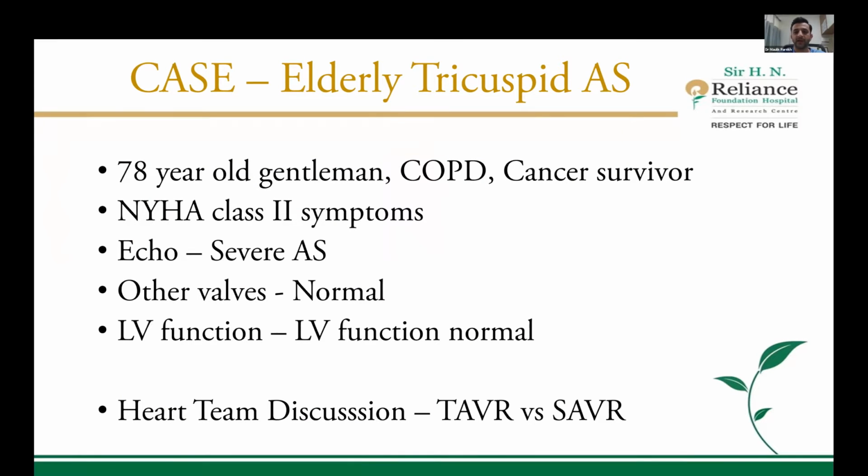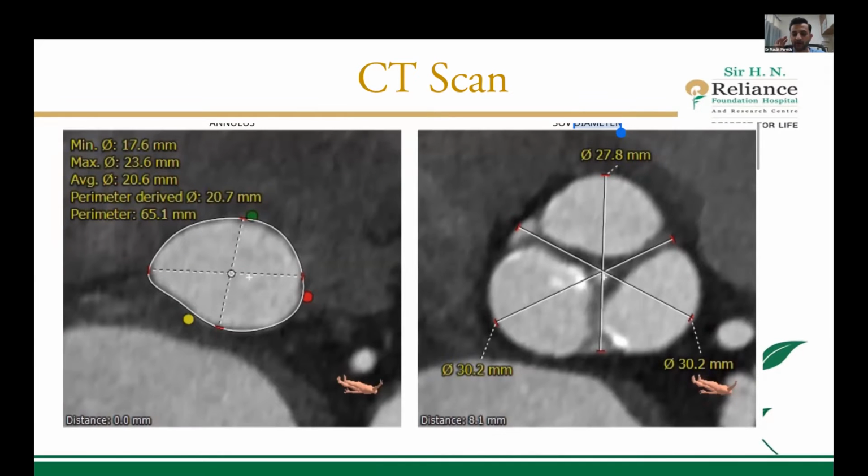So this is an elderly patient with a regular garden variety aortic stenosis, a 78-year-old gentleman, COPD, cancer survivor, NYHA class 2 symptoms, severe aortic stenosis on the 2D echo, otherwise normal LV function. So he's a good candidate for both, but because of age and because of the patient's preference, we decided to go for TAVR. So for TAVR, the most important part is CT scan.